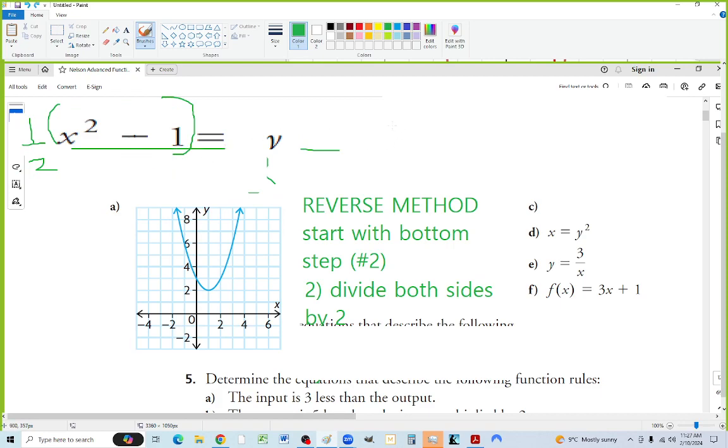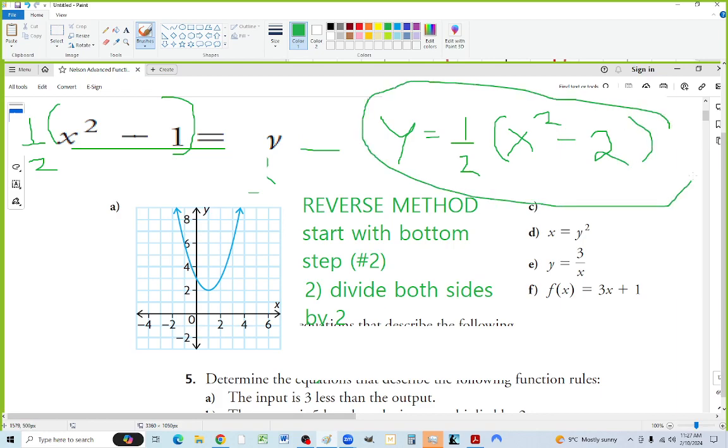And I'll show you why. We now have this: y is equal to a half times x squared minus 2. What does this look like? What kind of function does this look like? It looks like... the hint's right there. Oh, the parabola? It's a parabola. Is a parabola a function?